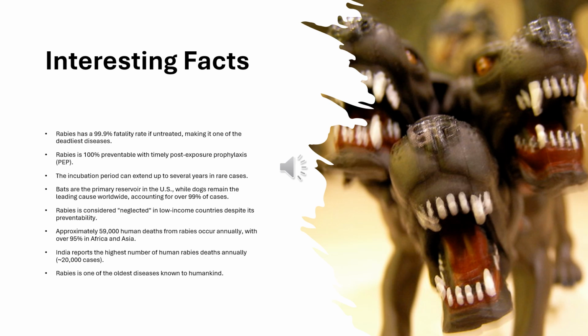In the United States, bats are the primary reservoir for the virus, but globally, dogs are the leading cause, accounting for over 99% of the rabies virus. Despite it being preventable, it is often considered a neglected disease in low income countries. Each year, about 59,000 people die from rabies, with more than 95% of those deaths occurring in Africa and Asia. So I guess it's a good thing that it doesn't occur here in the United States as much.